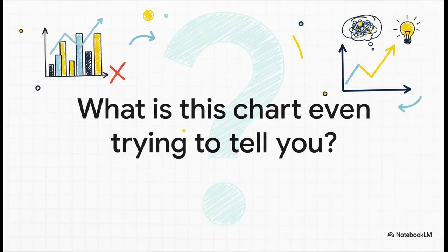Okay, take a look at this. Really look at it. What is this even trying to say? You've got multiple axes fighting each other, a rainbow of confusing colors, and just so much visual noise. If you're getting a headache just looking at it, trust me, you are not alone. This right here is the exact kind of data chaos we are here to conquer.